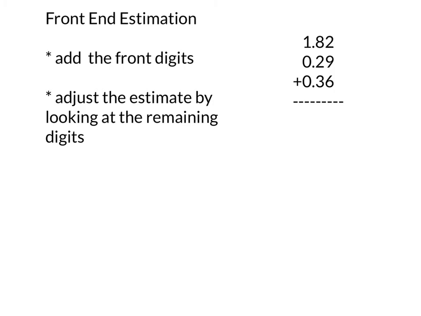In front-end estimation, we add the front digits, and then we adjust the estimate by looking at all of the remaining digits. So in this example, 1.82 plus 0.29 and 0.36, we're going to add the 1 plus the 0 plus the 0, and we know that equals 1. Then we look at these remaining digits and estimate that to be about 1. When we do 1 plus 1, we get 2. So our estimate for this answer would be 2.